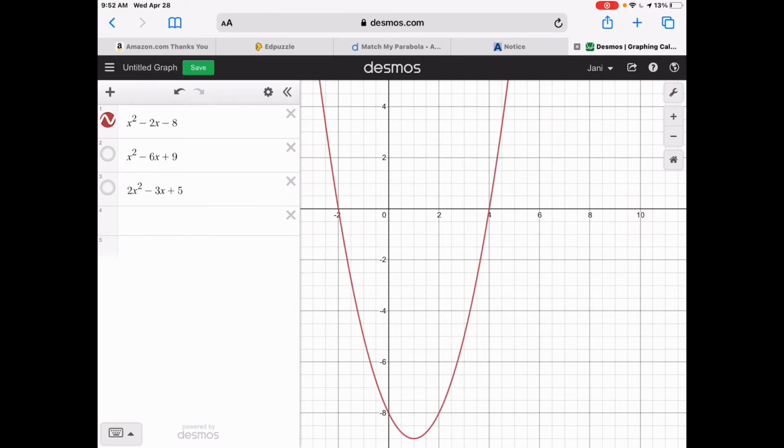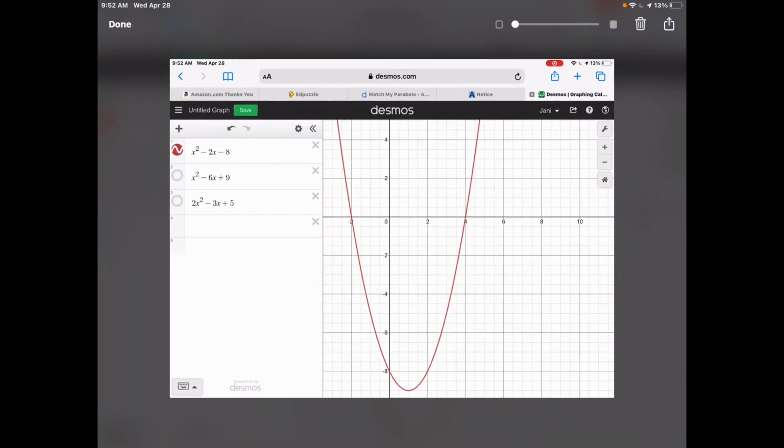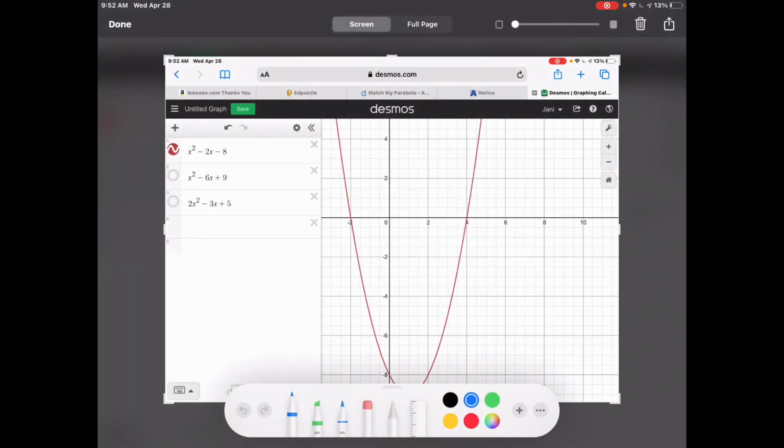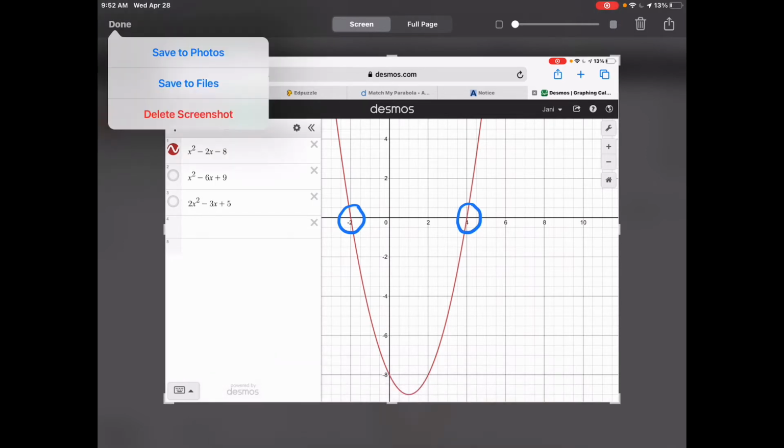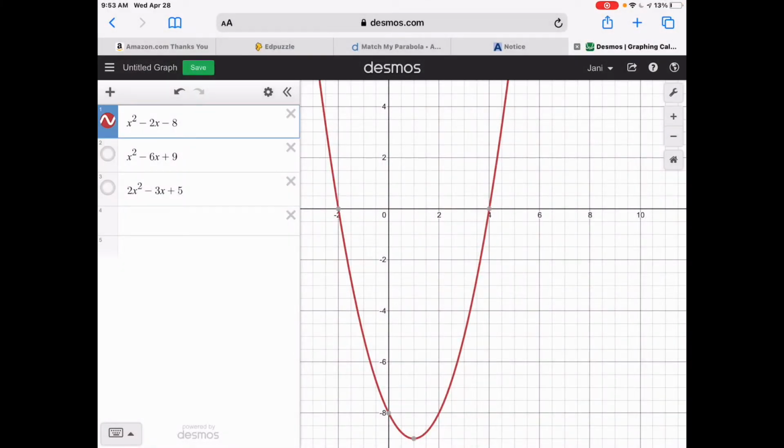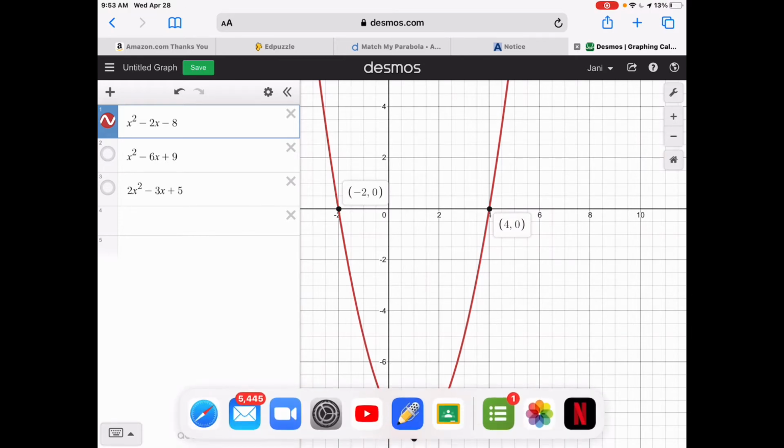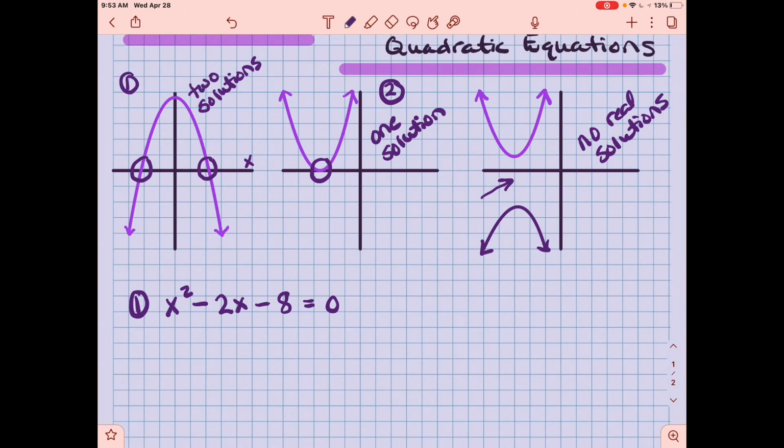So this is the first equation, x squared minus 2x minus 8, and I'm looking at this, and it is clear that I am going to cross the x-axis here and here in 2 places, so I know I'm going to have 2 solutions. I can tap on that in Desmos, and it tells me that this first one is at -2 and 0, and the second one is at 4 and 0. So I'm going to have 2 solutions, -2 and 4. So my solutions are x equals -2 and x equals 4.